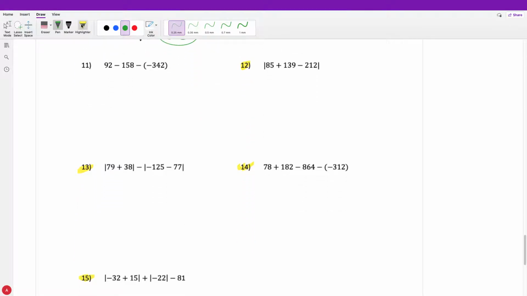All right, so same thing with number 12. Number 12, we need to do everything that's on the inside, and then we'll take the absolute value at the end because we treat it as a grouping. So we need to do what's on the inside first. All right, so it doesn't matter the order in which you do this. I'm going to add 85 and 139 together first. So 85 plus 139, I then get 11, 12, carry the 1, so it'll be 224. So now I'm left with 224 minus 212.